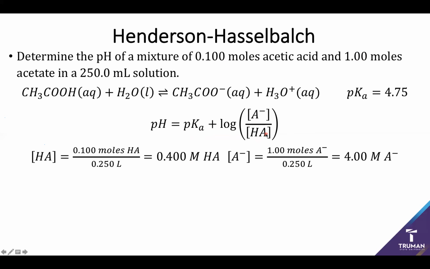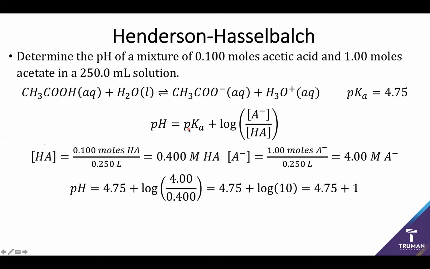However, if you're unsure whether it's better to use moles or molarity, use molarity. It's how the equation is designed to work. So I can plug in these two molarities and my pKa. I've got a pH of 4.75 plus the log of, since I've got more base than acid, the log of 10. Now, a very useful thing about the Henderson-Hasselbalch equation is that it works very well if that ratio is somewhere between 10-to-1 and 1-to-10. The log of 10-to-1 is 1, and the log of 1-to-10 is -1.